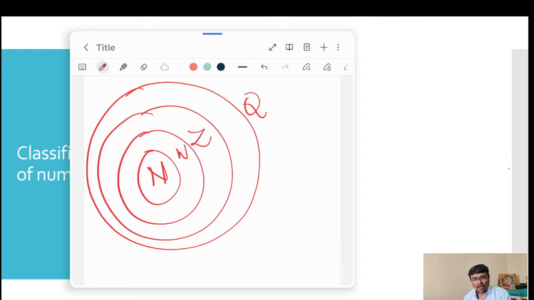Irrational numbers are surds. Okay, we'll discuss that part separately, surds and indices. But here you should know the definition of an irrational number. An irrational number is simply which is not a rational number, which means which cannot be written in p by q form.